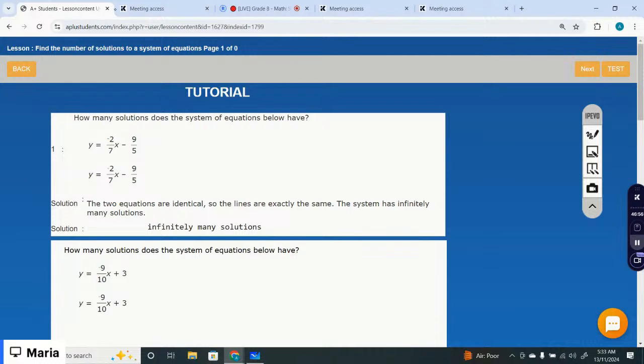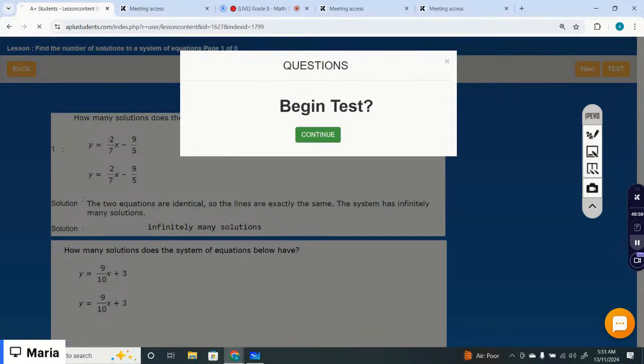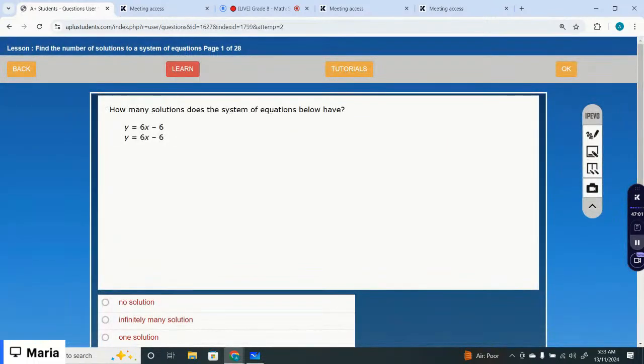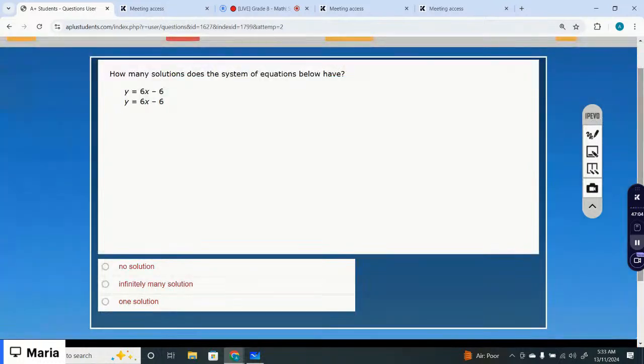Let's just start with the test questions. How many solutions does the system of equations below have? The equations are y equals 6x minus 6 and y equals 6x minus 6. The equations are exactly same, right? So that means they have infinitely many solutions. Option number 2 is the correct option.